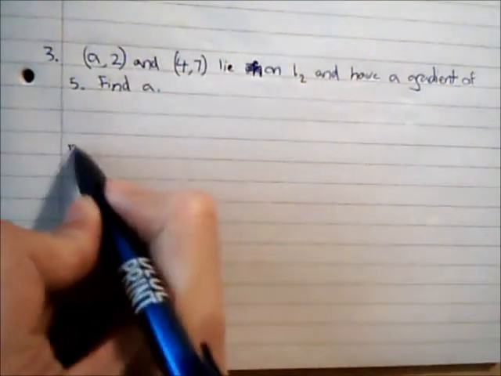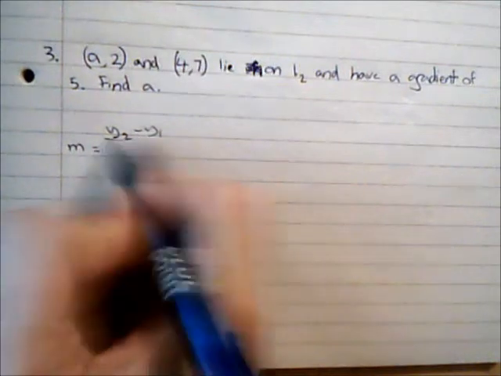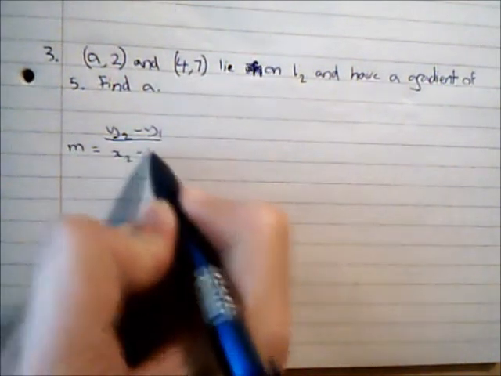So this third question, I'm told that one coordinate is (a, 2) and the other coordinate is (4, 7), and they lie on a line L2, and we know the gradient of this line is 5. So I'm going to begin with the same formula as I used in the last question.